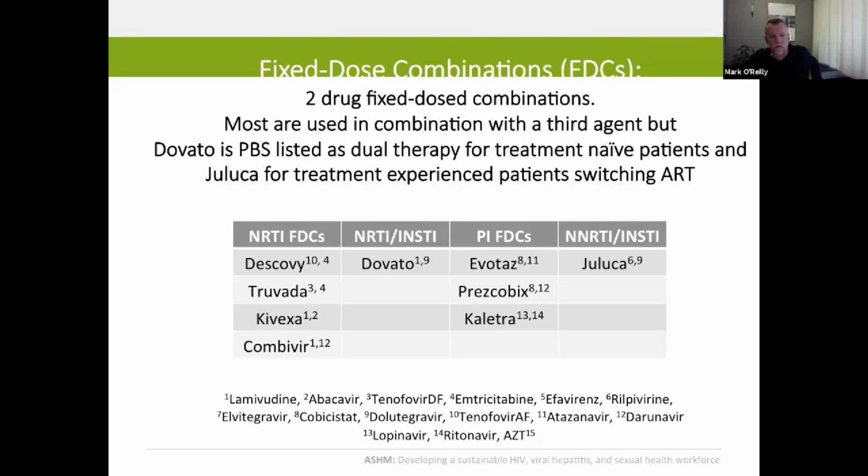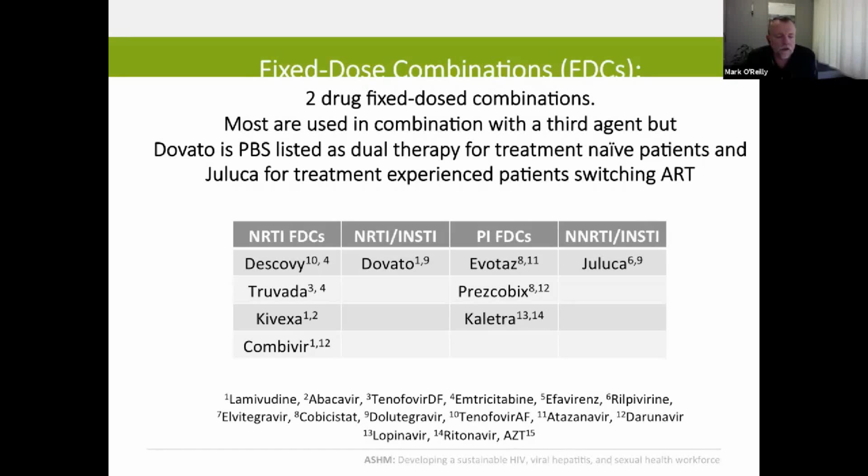We also have a number of fixed dose combinations that only contain 2 drugs. So most of these are usually used in combination with a third drug. For example, Descovy, Truvada, Kivexa would be used with a third drug. But over the course of recent years, dual therapy, both in the treatment-naive setting and in the switch setting, is becoming more popular based on increasing robust evidence supporting its use.